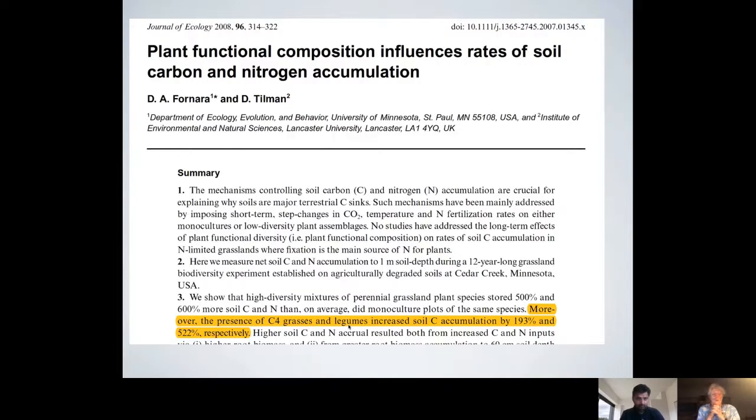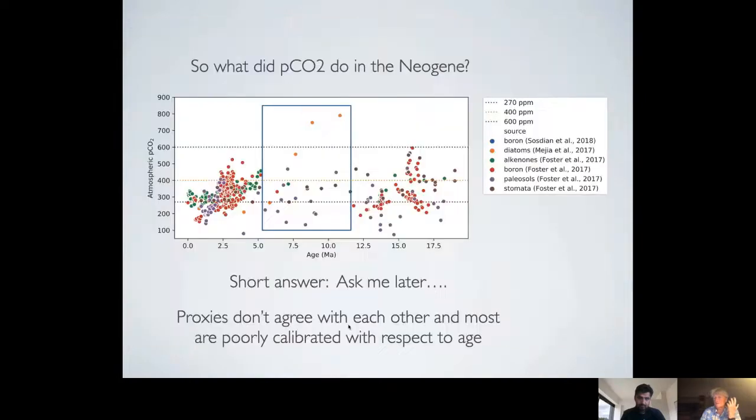So another question would be, did the expansion of C4 grasses in the Indian subcontinent, are they responsible for pulling CO2 out of the atmosphere, which then allowed, you know, the ice sheets to form and all that stuff? So the question then is, what did CO2 do throughout the Neogene? And there are a lot of data on this subject, and I'll show you the most complete compilation that I could find.